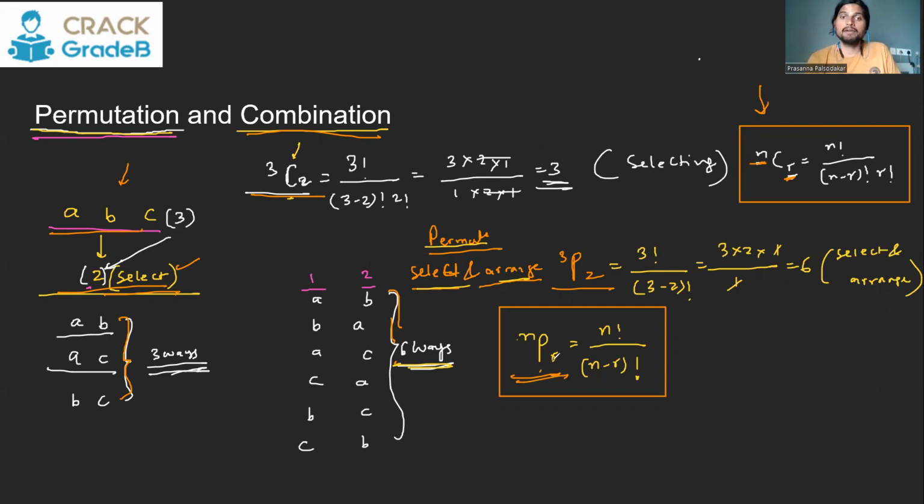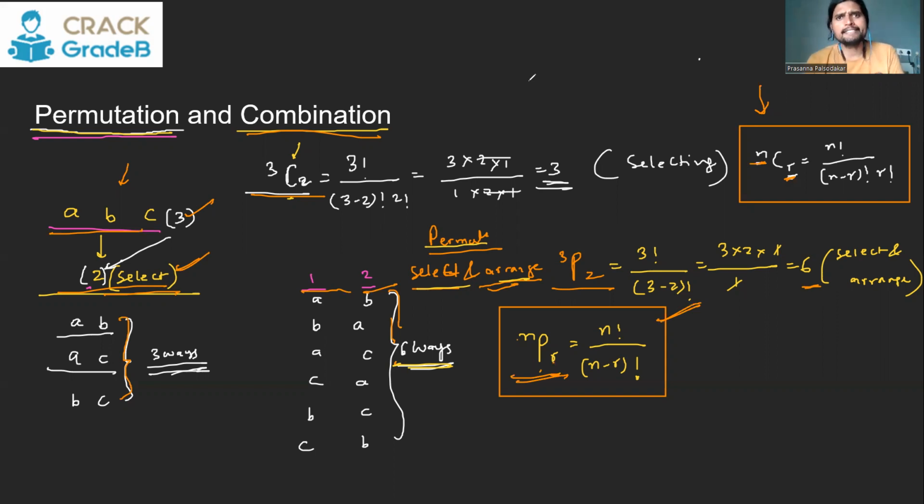Out of n, we are arranging r. That means selecting 2 and then arranging them. Out of 3 people, we are selecting 2 and then we are arranging them in different cabins. So select and arrange, that is what permutation is. And then we are going to use this formula.